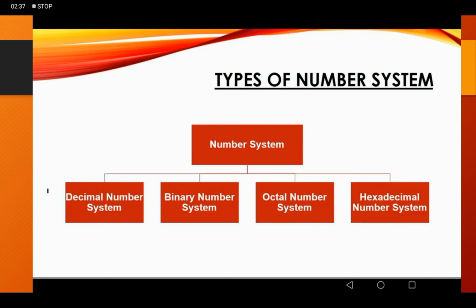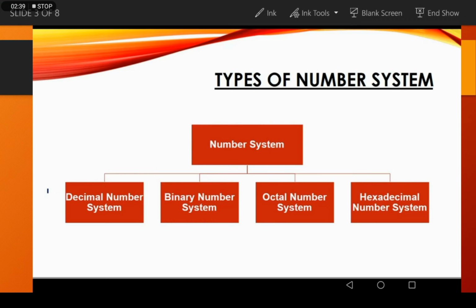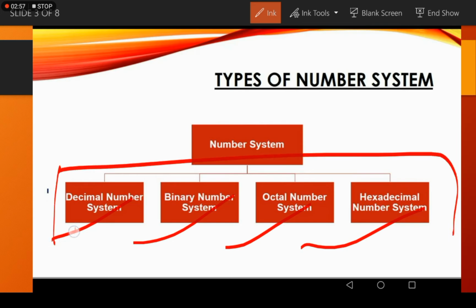So there are basically four types of number systems. First one is decimal number system, second is binary number system, third is octal number system, and fourth is hexadecimal number system. So today we will discuss about all the four number systems.